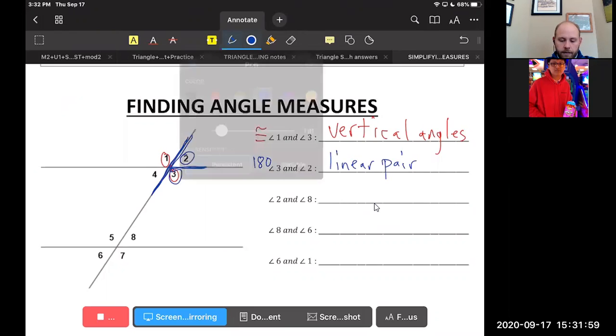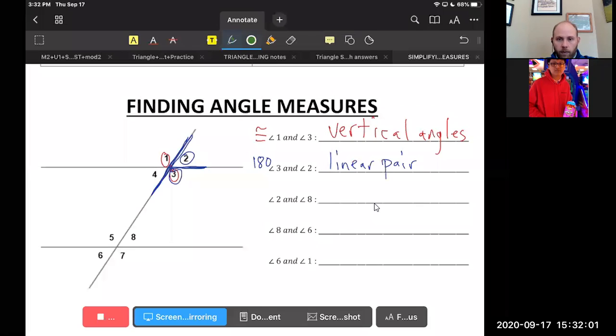Keep that in mind. Our test is next Friday, by the way, if you didn't remember that. Okay.